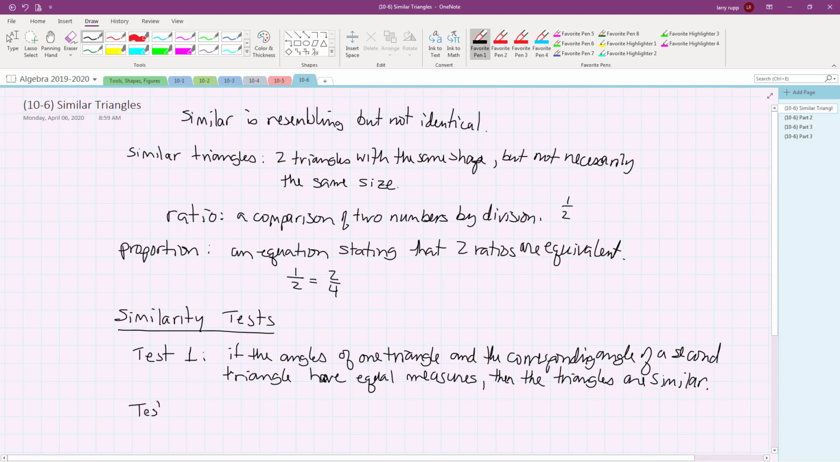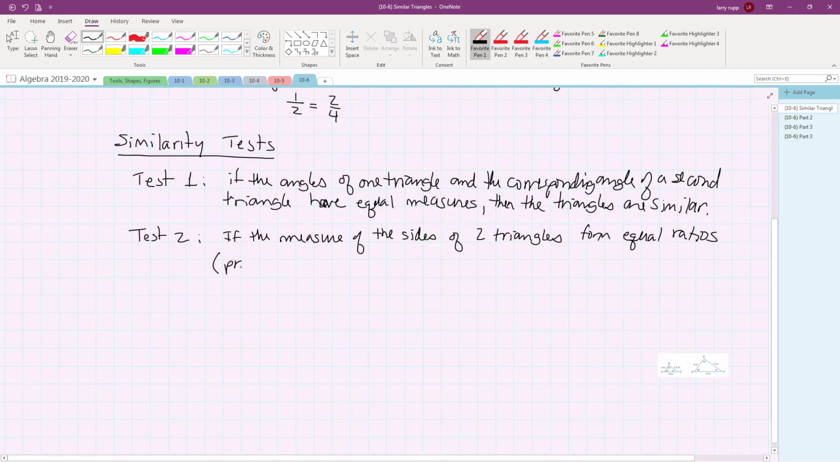Okay, test 2 says that if the measures of the sides of two triangles form equal ratios, in other words, proportions, then the triangles are similar.